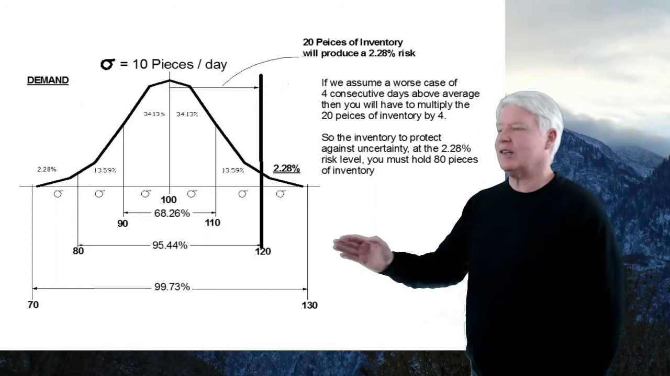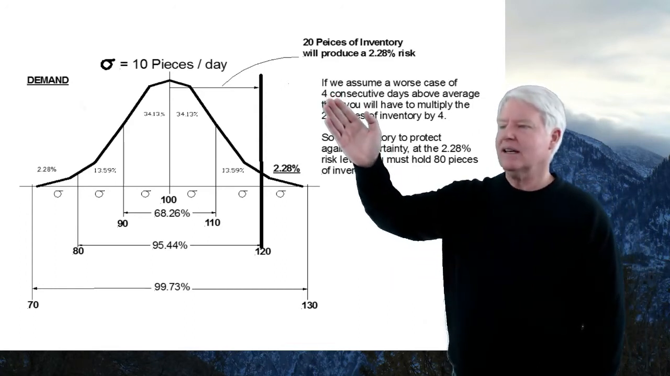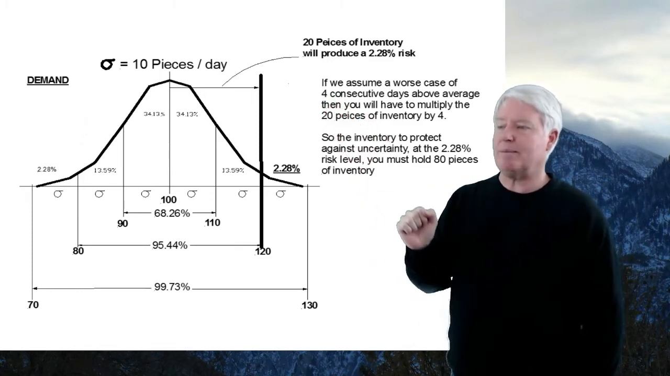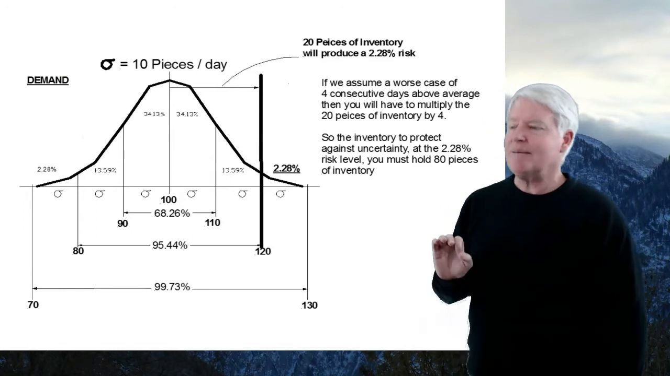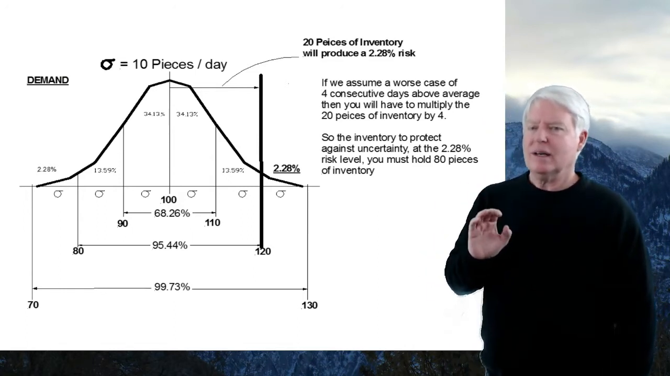But before I say just 20, let's look at the rest. If we assume a worst case of 4 consecutive days above average, then you will have to multiply the 20 pieces of inventory by 4. So I'm going to assume I could have 4 consecutive days above average. And you could.